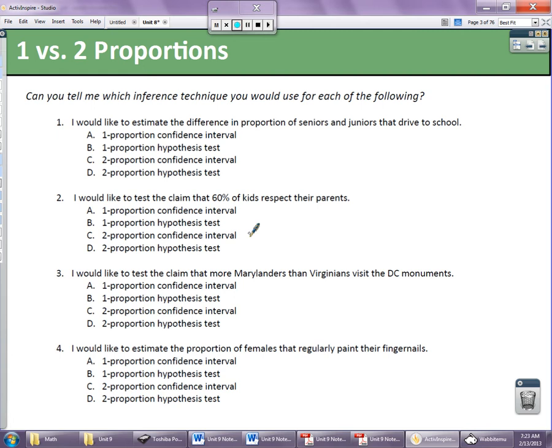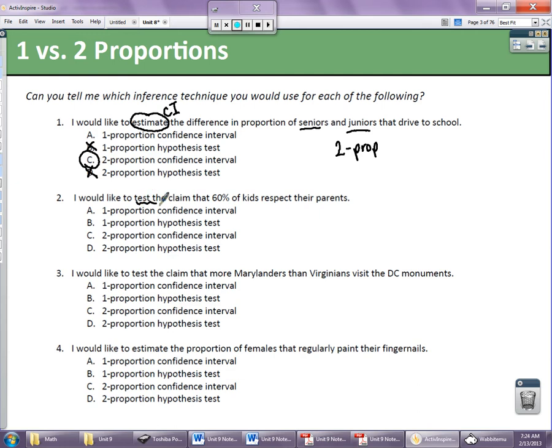So let's take a look at these inferencing techniques. I would like to estimate the difference in proportion of seniors and juniors that drive to school. Well, first of all, the word estimate here means that I'm looking at a confidence interval. So right away I can cross out my hypothesis testing because I'm not testing any claims here. Now, I have seniors and juniors. I have two basically proportions. So therefore I am using a two proportion confidence interval, which is what we're going to be talking about today.